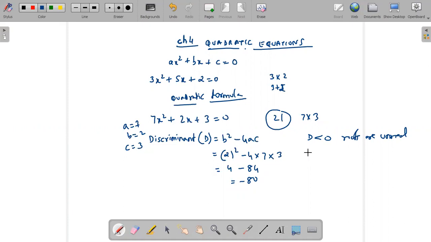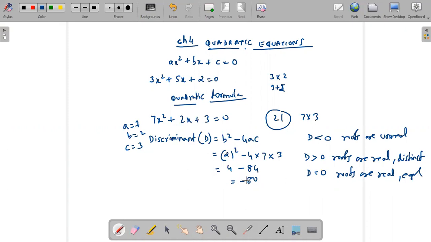Okay. And if D is greater than 0, then roots are real and distinct. That means we are going to get two answers, and both of them are going to be different from each other. And D can be equal to 0. Here, roots are real and equal. That means we will get two answers, and both of them are going to be equal to each other. Okay, so these are the three cases.